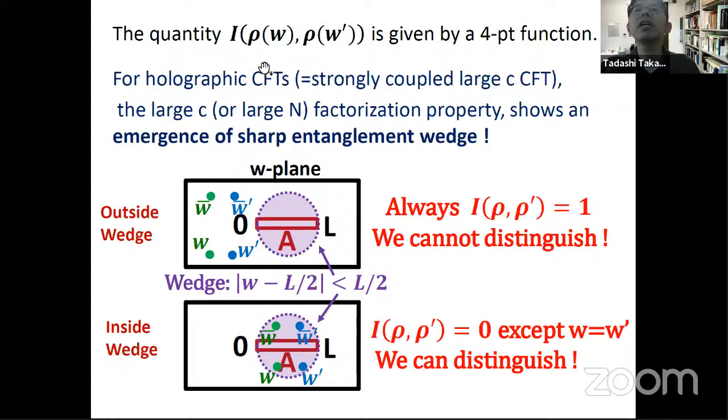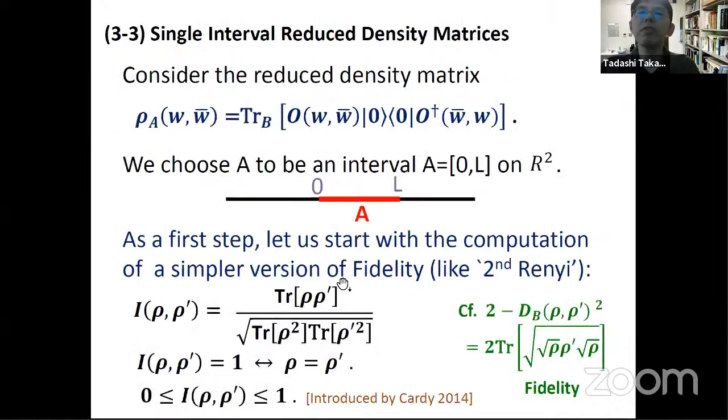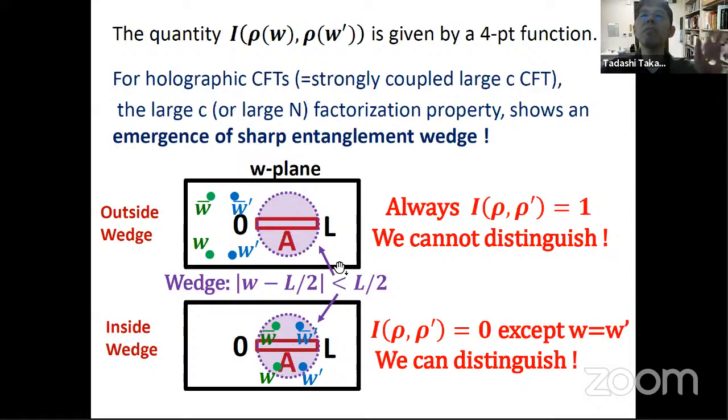Because you have the square of rho, and each rho has a two-operator insertion, I(rho, rho prime) is totally given by a four-point function. We have a density matrix for the excitation at W, and another density matrix for the excitation at W prime, right? We are changing W and W prime so that we can say something about distinguishability from this quantity. And interestingly, we can see the emergence of a sharp entanglement wedge as follows.